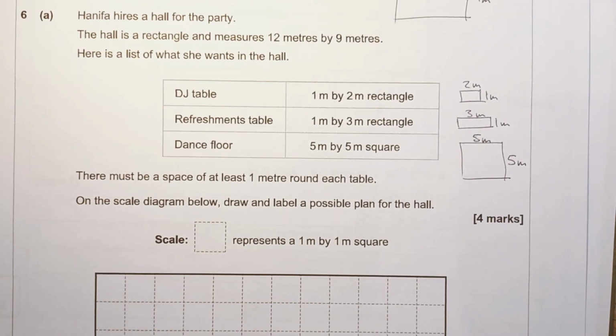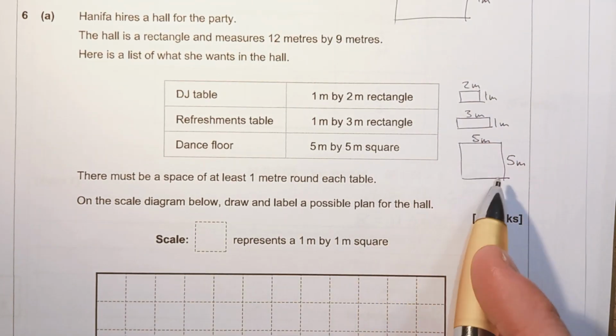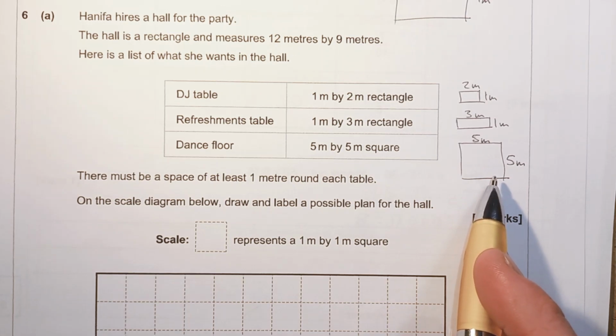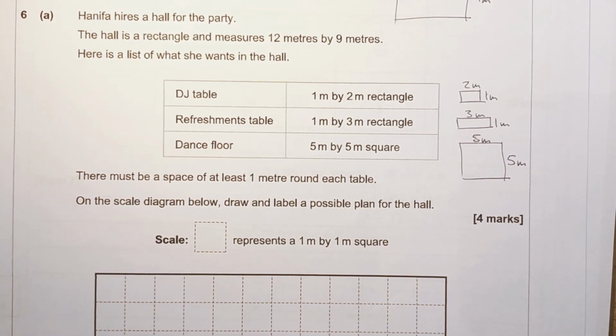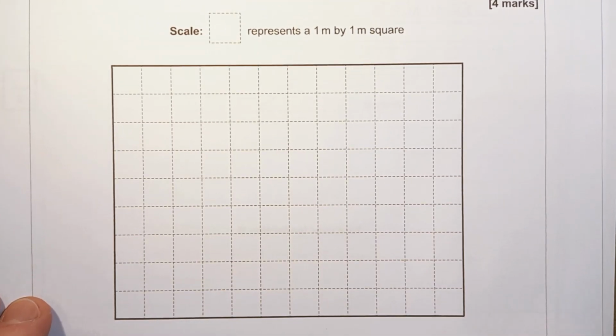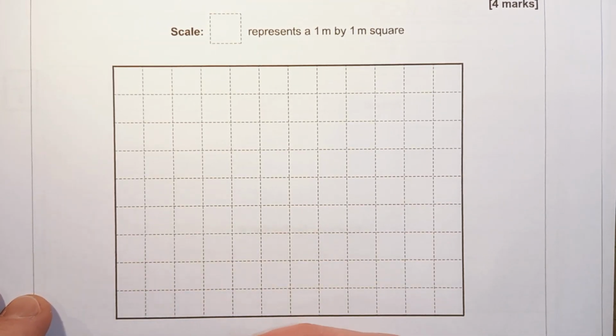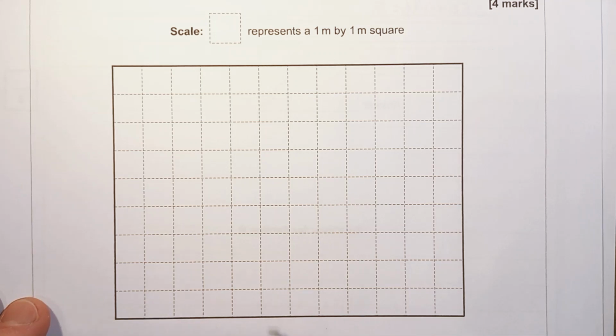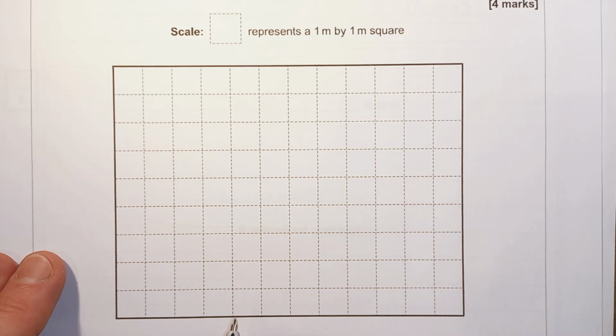Now, if we look back at these and look at the measurements, the dance floor is the biggest one. So I'm going to put that one on first, because usually the biggest one can be most awkward. So let's fit that on. So 5 metres squared. So it's going to be 5 squares. But remember, it did tell us there must be a space of at least 1 metre round each table. So I can't start right in the corner.